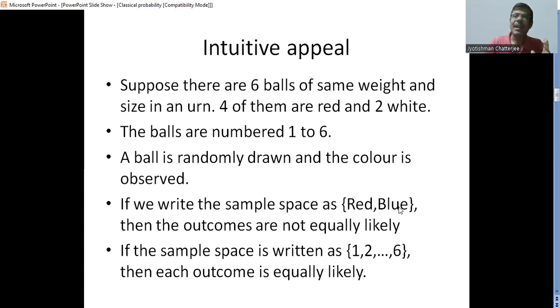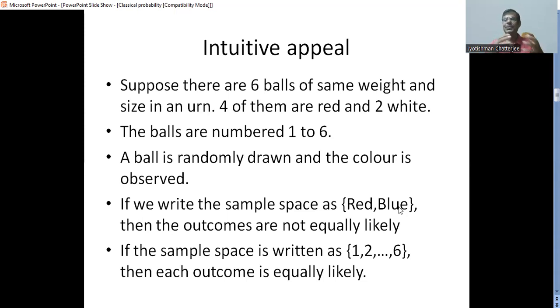Now, look, if we write the sample space this way as the set 1 to 6 containing 6 elements, then we don't have any problem agreeing that each of the sample points is equally likely here, because the balls, other than the color, are all similar. They have got same weight and shape. So if I blindly pick up one from the urn, closing my eyes, I'm equally likely to pick up any of those 6 balls. So that's why each of those numbers is equally likely to occur.